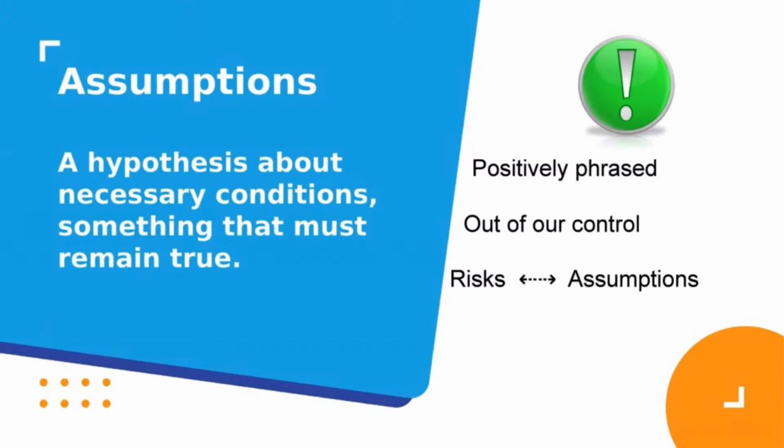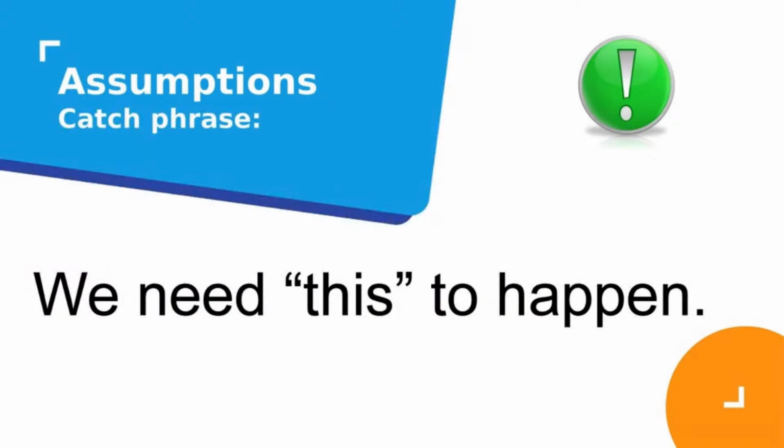Assumptions are hypotheses about necessary conditions, something that must remain true, something that must happen, something that my project needs to happen in order to be successful. Usually it's positively phrased, so we use positive wording. It is sometimes out of our control, and risks might create assumptions, like we just saw in the example, and assumptions might also be treated as a risk with mitigation plans, with response plans. The catchphrase for assumptions is, we need this to happen. My project needs that thing to happen or to continue in order to be successful.